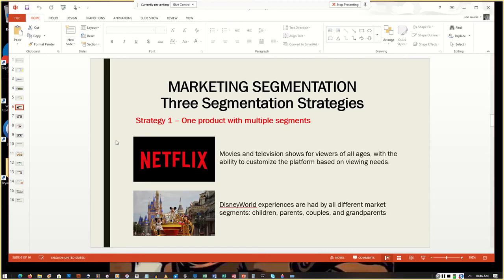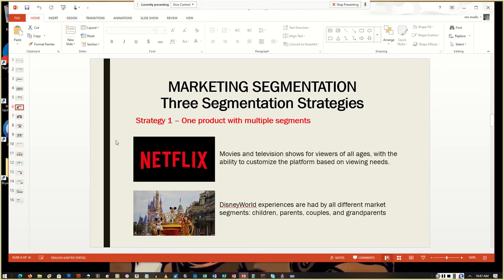So with the first strategy, the one product with multiple segments, this segmentation strategy occurs when a business only produces one product and has to sell it to different segments with different needs. It's more cost effective to only design and develop one product. The only additional cost will be the promotional campaigns or new distribution channels. So here are two examples of strategy one.